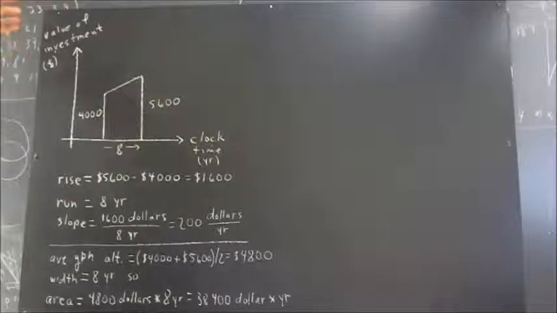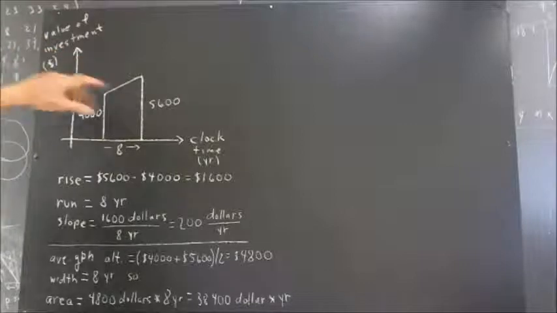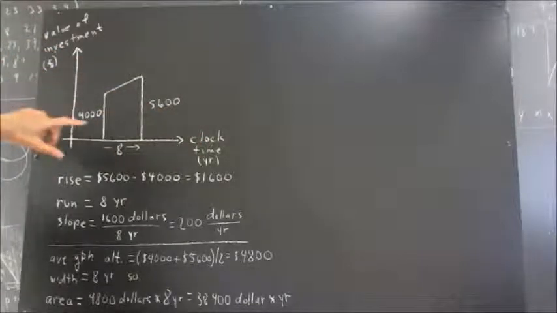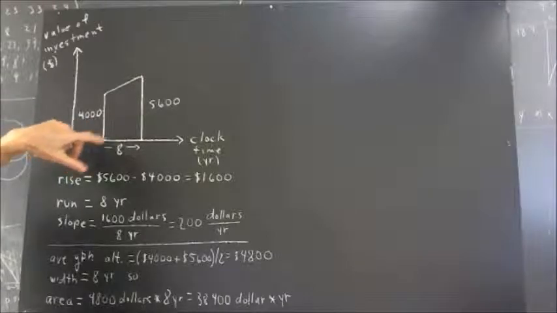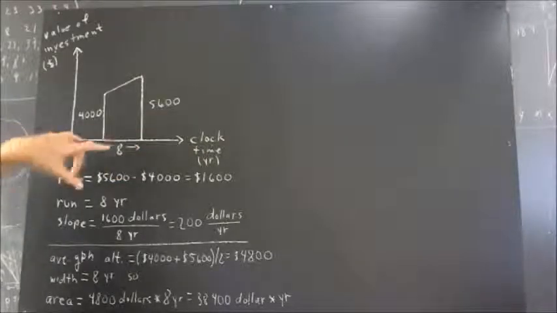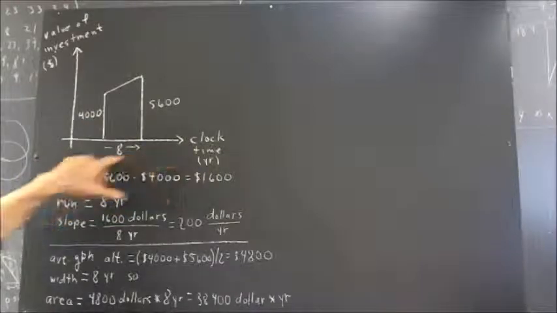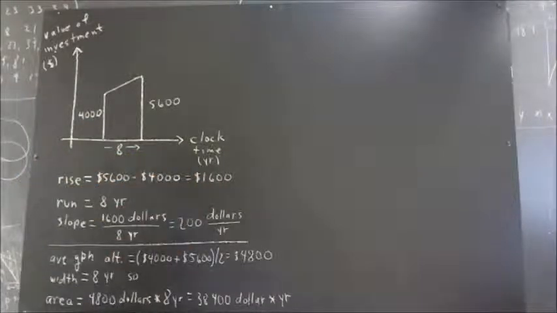Here's another example. Let's say we have an investment, again involving dollars and years. We have an investment of $4,000 at the beginning of some interval that grows to $5,600 at the end of the interval, having a duration of 8 years. Well, we just automatically calculate the rise and the area, and then we see how we might interpret each.